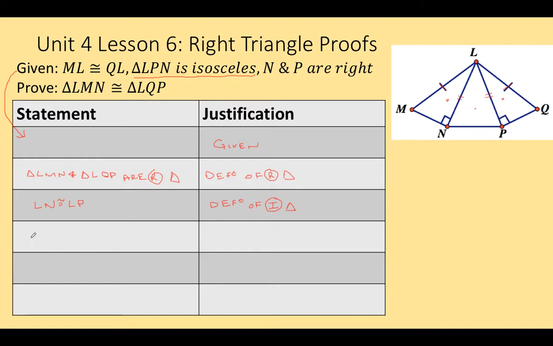And so I can now go ahead and say that triangle LMN is congruent to triangle LQP, and that would be by the HL theorem. All right, that pretty much takes us to the end here of lesson 6, right triangle proofs.